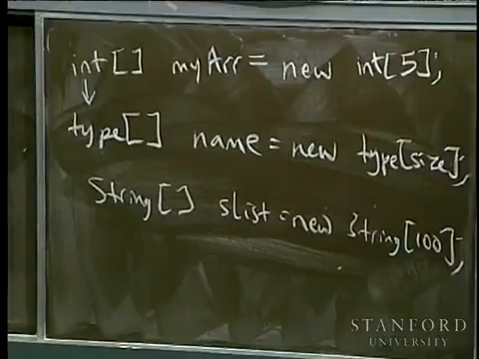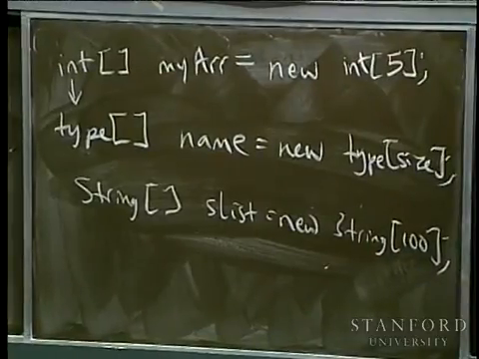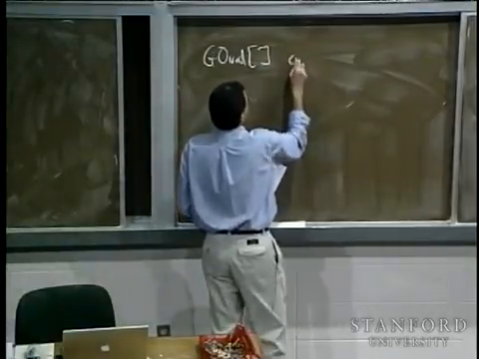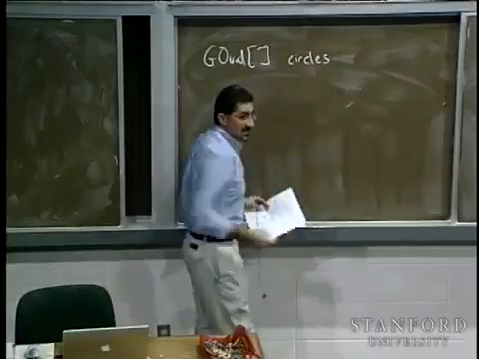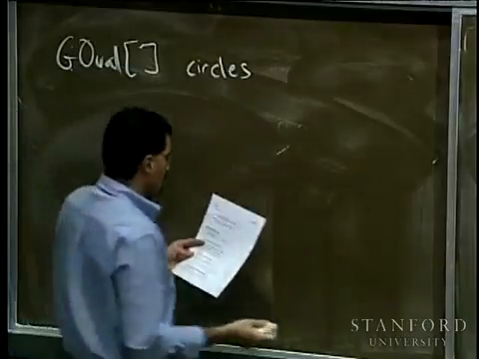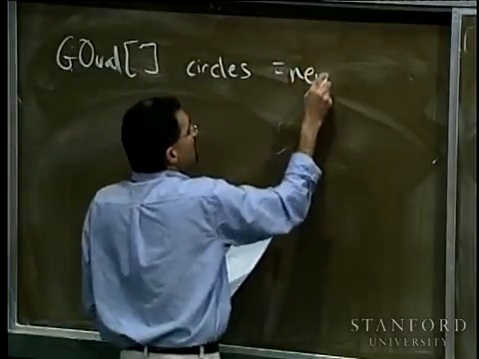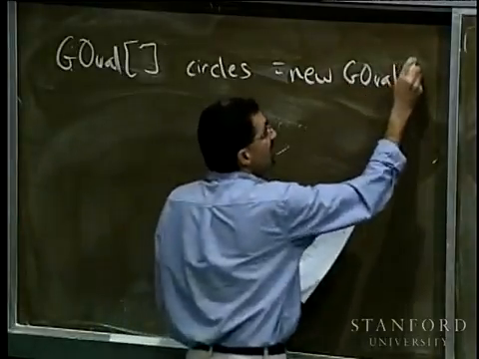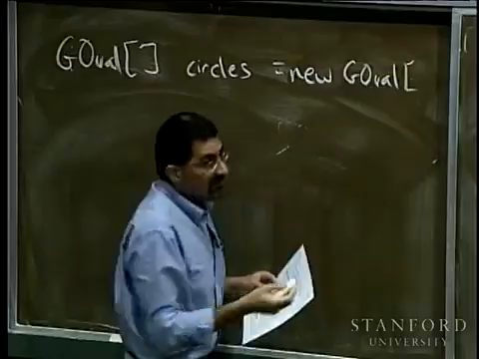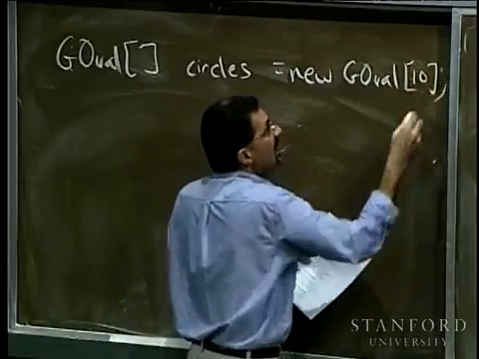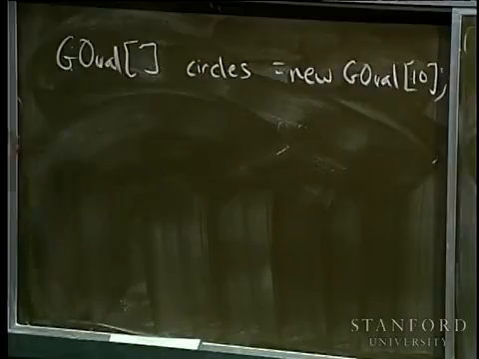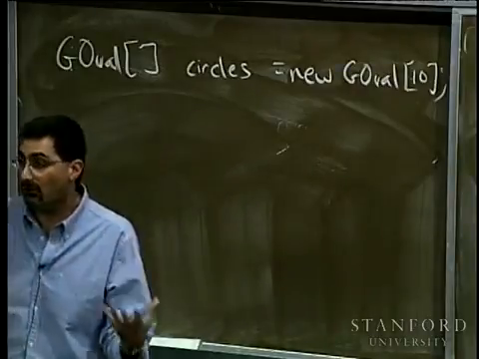So I could actually say something like GOval maybe is my type, and then I'm going to have an array of these things, and I'll call this my circles, because I'm just going to have a whole bunch of these ovals that maybe represent circles. And then I'll say new GOval, and here's where things get a little funky. I say new GOval, and then let's say I want to have 10 of these things, I put a 10. Notice this looks different. Even though I use the new, it's different than the syntax for creating one new oval, right?